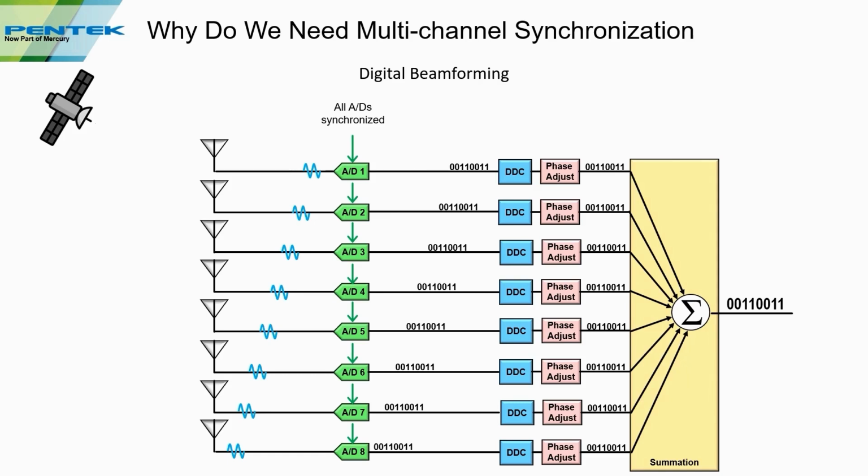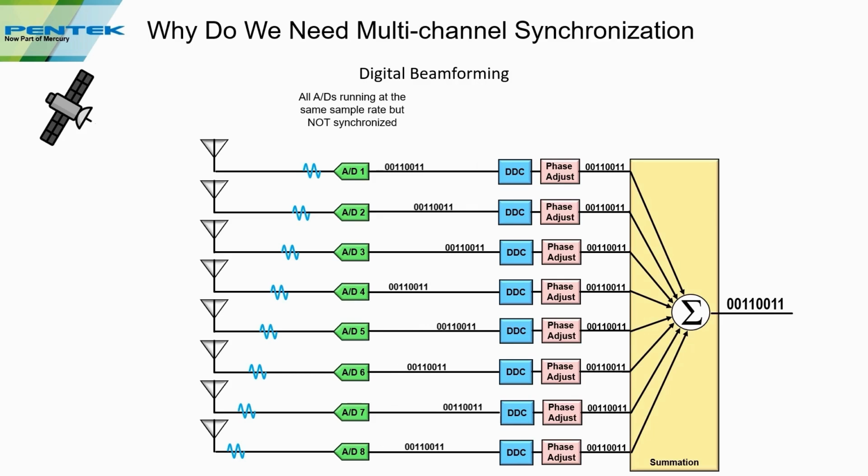So if all the A to Ds were running at the same sample rate, but let's say they were not synchronized, they were not locked together, what may end up happening is as you continue to sample, you'll find that the delay between the analog signal and its digital representation can move around. And that really makes the summation difficult because, again, you're phase adjusting against a moving target.